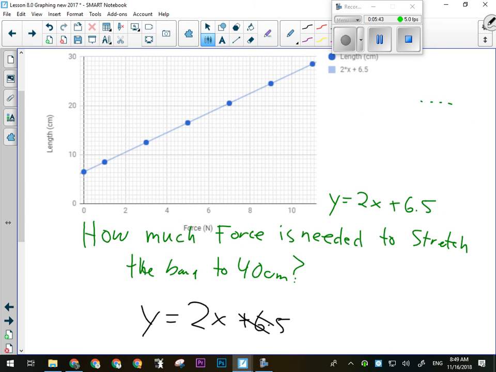Right? That's obviously not on the graph, because it's beyond the graph, and that's why we want to have that equation. It allows us to extrapolate, that is, figure stuff out that we didn't actually measure using what we did measure. Okay?